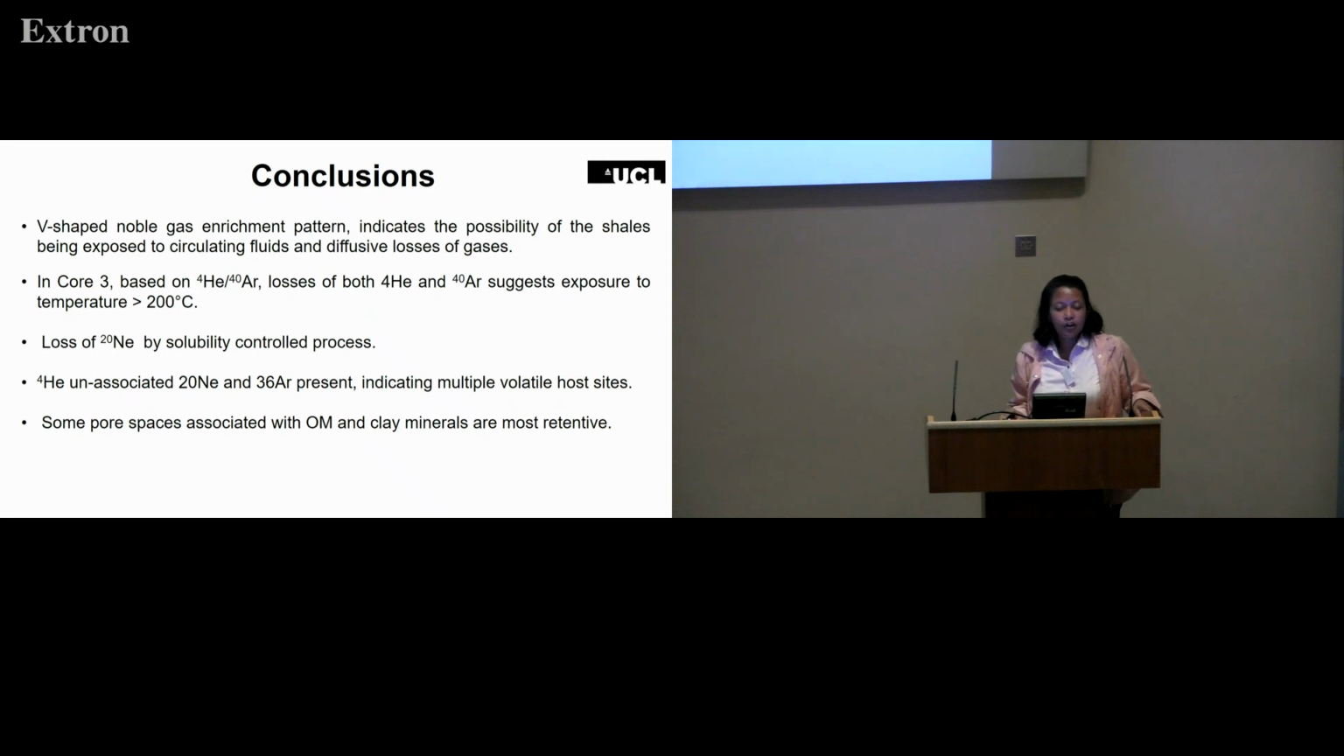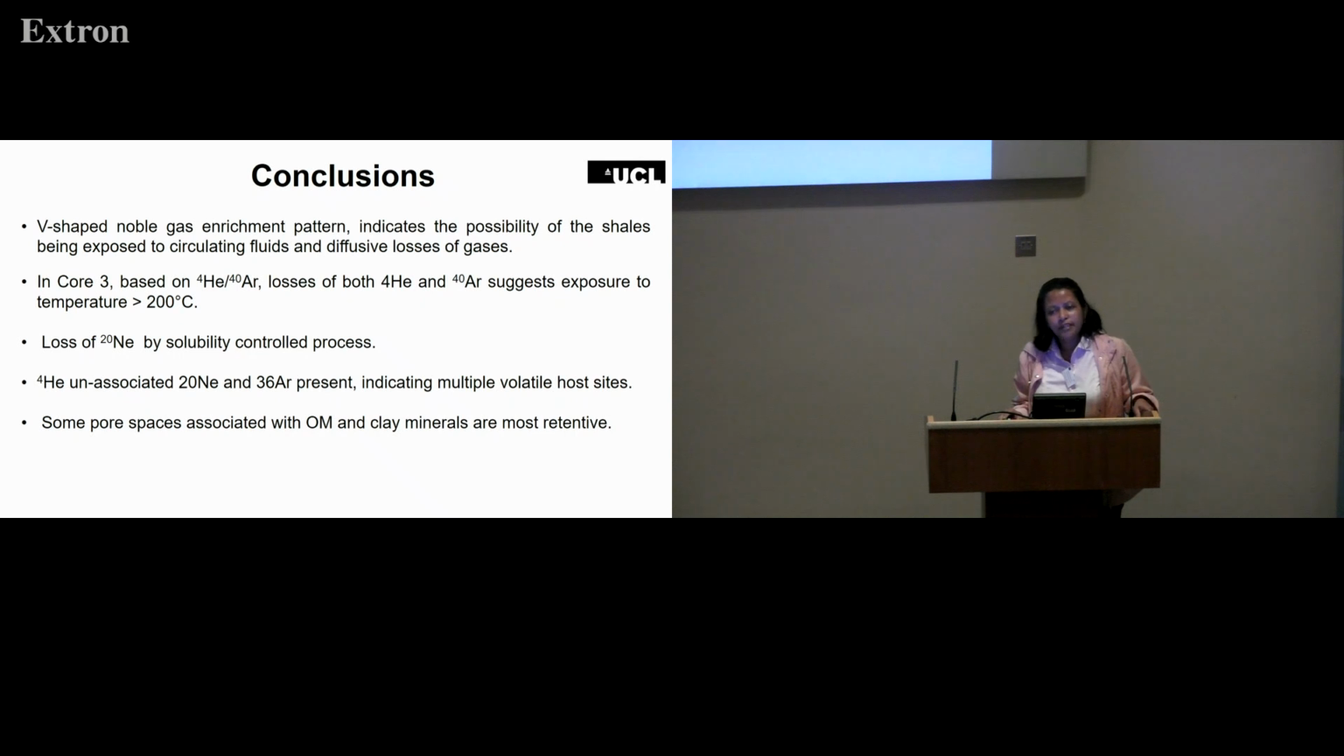And we saw that the loss of 20 neon can be related in core 1 to solubility-controlled processes at temperatures of 40 degrees centigrade, and they were mostly occurring through clay and organic matter. And we did see that there is some 4 helium that was unassociated with 20 neon and 36 argon. They did not show the similar trends that were shown by neon and argon.